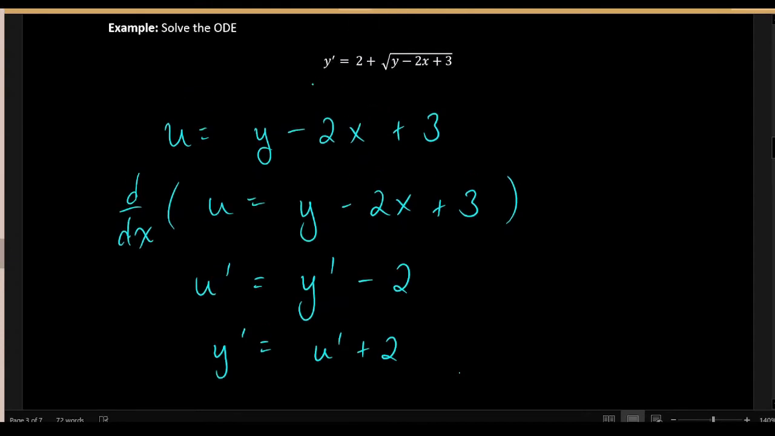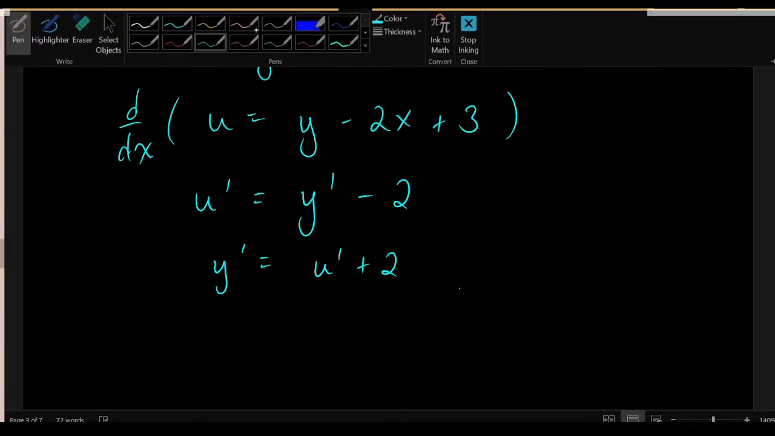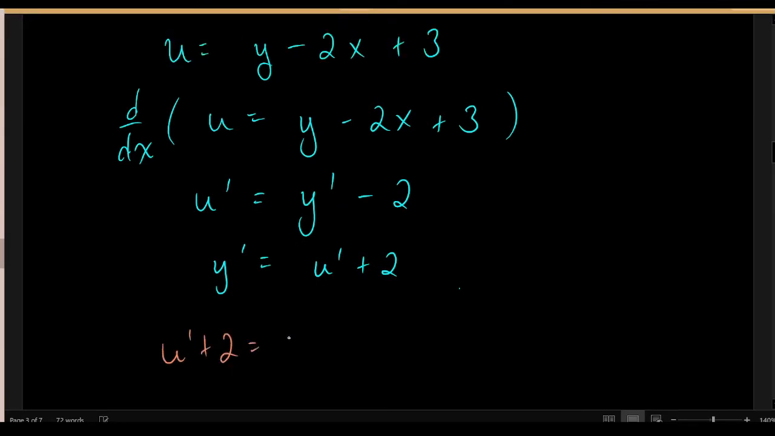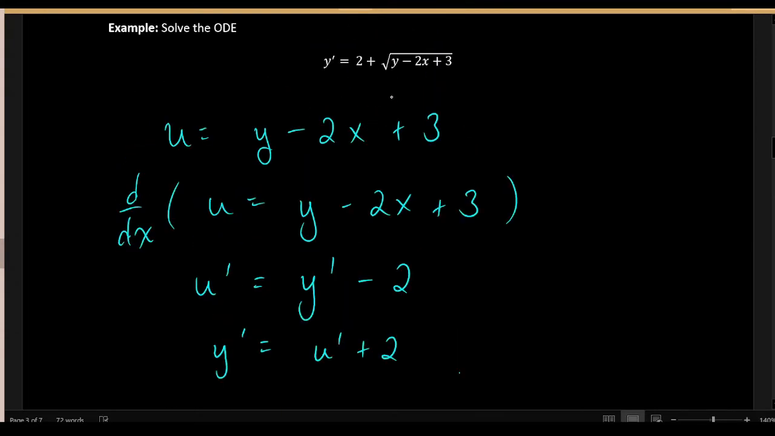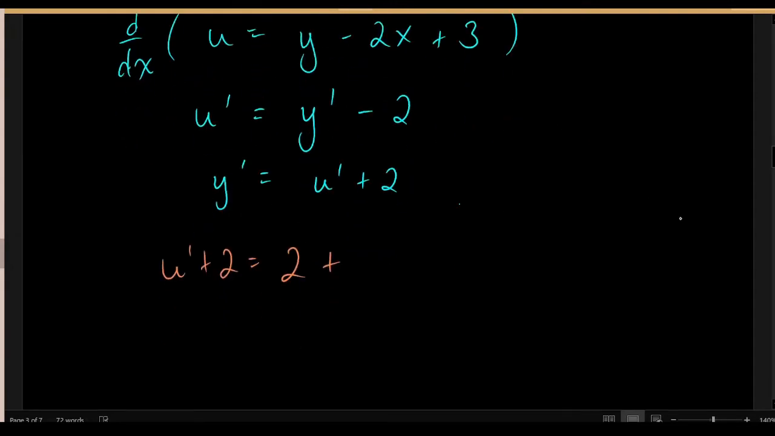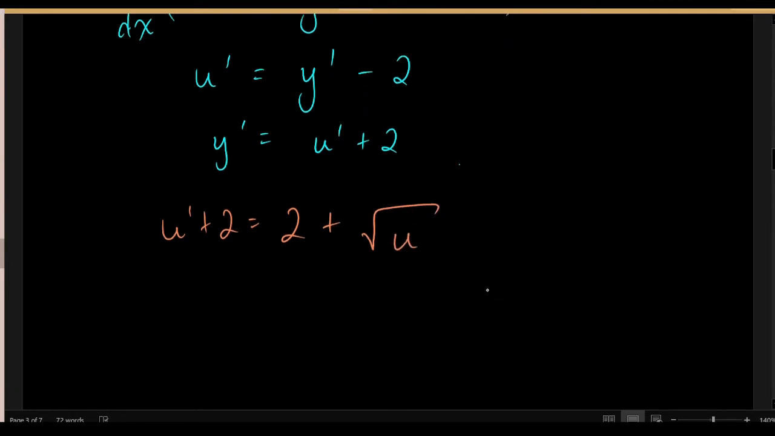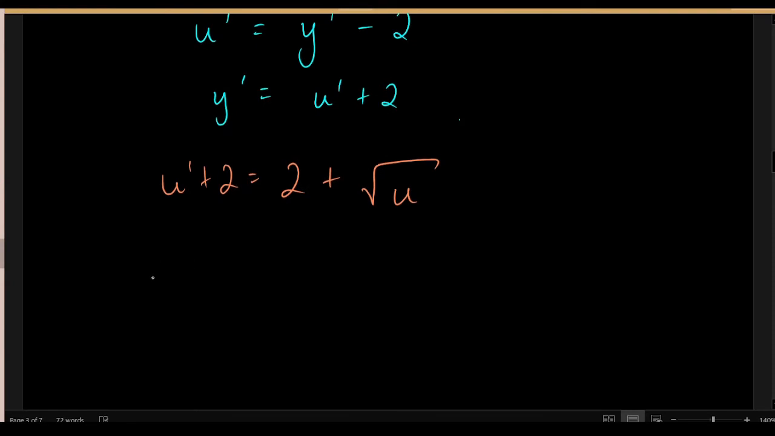So let's go back into the equation given to me, and let's substitute, try and get rid of all the y's and put u's in instead. So no longer y prime on the left, but u prime plus 2. No longer 2 plus the square root of this giant mess. That giant mess is equal to just u. So I'm going to rewrite this as 2 plus the square root of u. Now, behold what we have obtained. We have obtained an equation where the 2's on both sides can be cancelled out. And so we have u prime equals the square root of u.